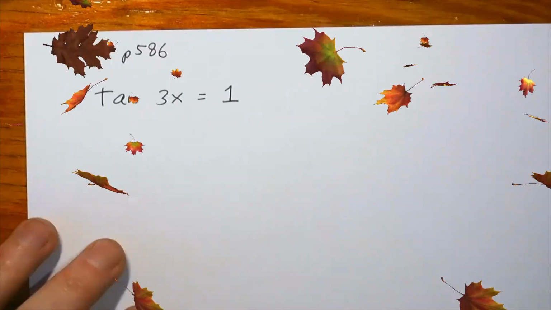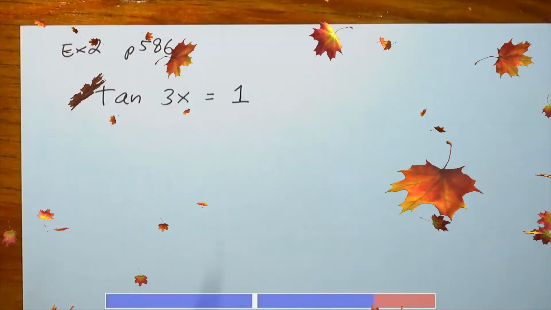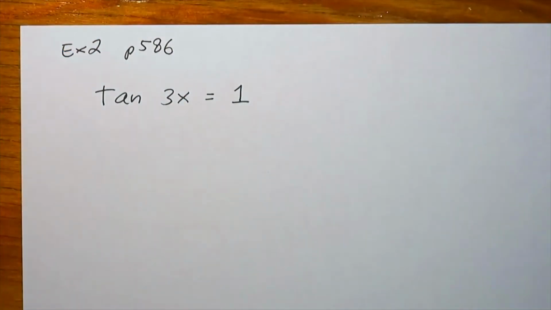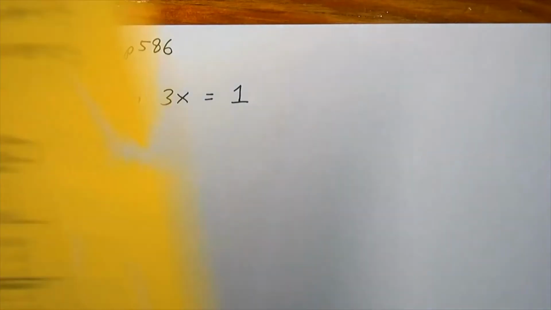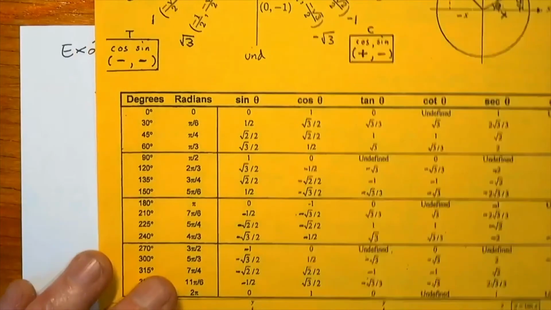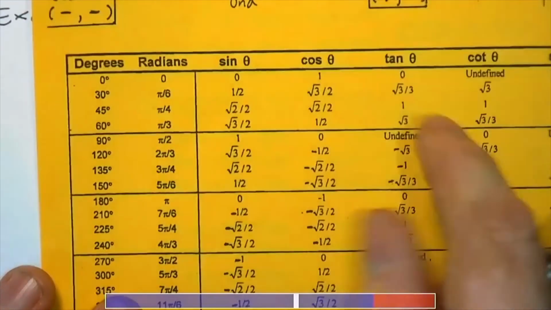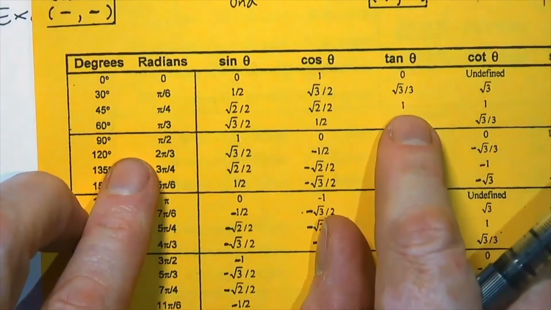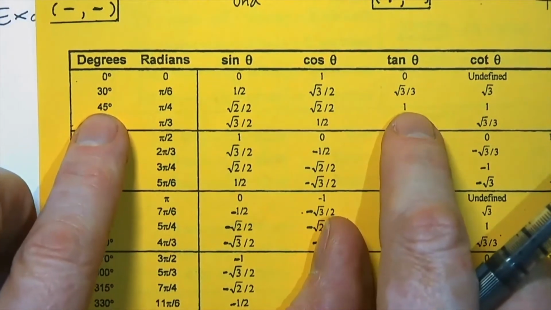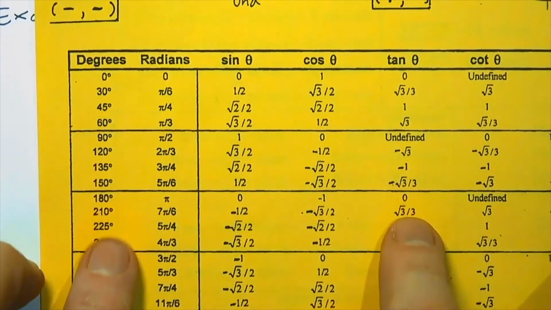Okay, here's example 2. This one's tangent. Tangent's a little different. So we've got tangent of 3x is 1. So let's look up tangent. There we go. Okay, got my sheet. I made this sheet. So tangent 1, 45 degrees. But guess what? Yes, there is another one.